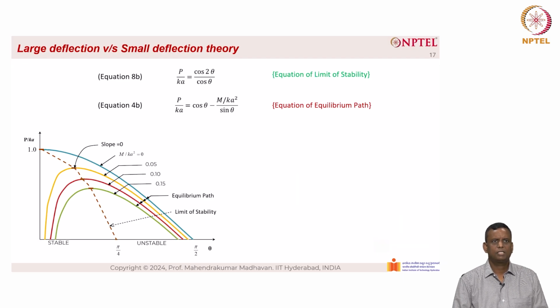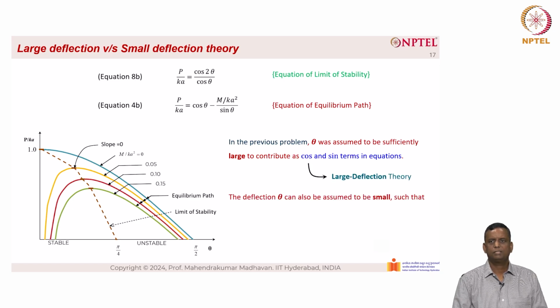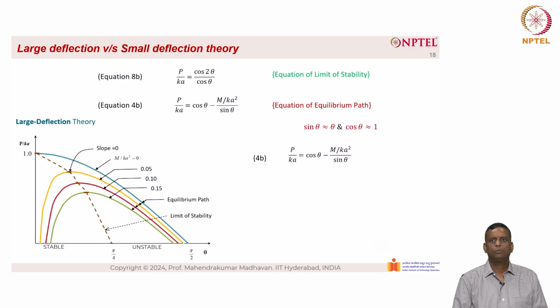Now, we need to study with respect to large deflection as well as small deflection. What we see on the left side is a large deflection. In the previous problem, theta was assumed to be sufficiently large to contribute to cos and sin terms. This leads to large deflection theory. The deflection theta can also be assumed to be small, such that sin theta equal to theta, cos theta equal to 1. This leads to small deflection theory. So, what is small deflection theory? Equation 4b is p by Ka equal to cos theta minus m by Ka square into sin theta. When we substitute sin theta as theta and cos theta equal to 1, we get p by Ka equal to 1 minus m by Ka square divided by theta, which becomes equation 9a.